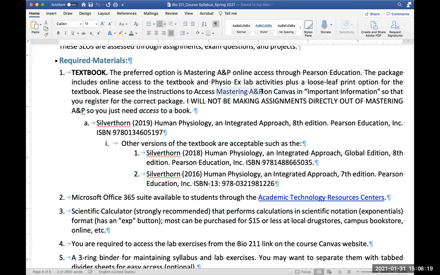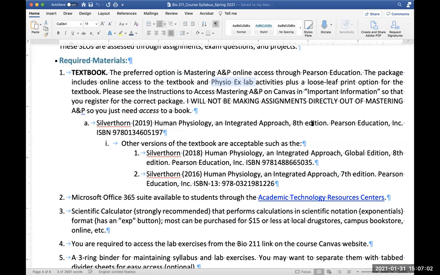So the Mastering A&P package is nice because it gives you tools that you wouldn't have access to anywhere else. For example, it's got practice questions and exams and active ways to figure out where you need to spend your time studying. So it's nice, but it's absolutely not a requirement. There's nothing I assign out of here that I will not demonstrate to you myself. So I will use some of the PhysioEx experiments, which are virtual labs, but they're recorded and available that way.